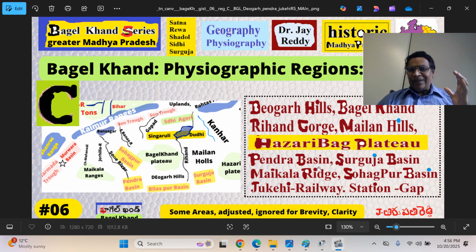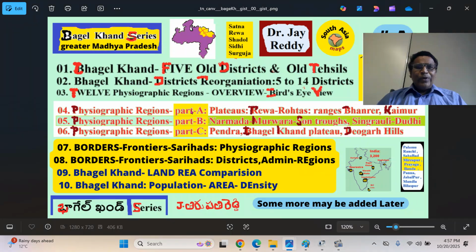Then the Pendra Basin, that is the historic Bilaspur district, northern part of Chhattisgarh now. Surguja Basin, that is the Ambikapur Basin. Maikala Plateau, Maikala region, that is the Satpuranchal region, the historic Mandla district. Then the Sohagpur Basin in the Shahdol district region. Jukehi railway station, a gap town, opening to Katni Murwara railway junction in the Murwara Basin.